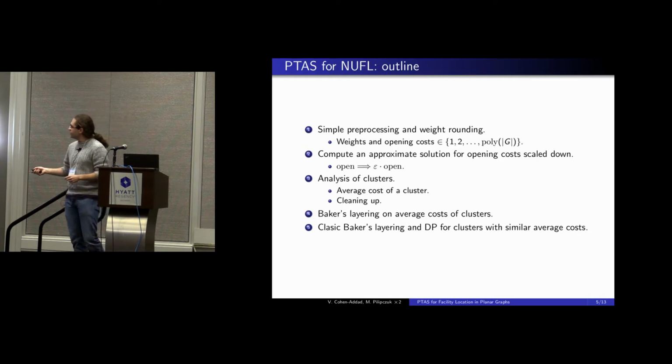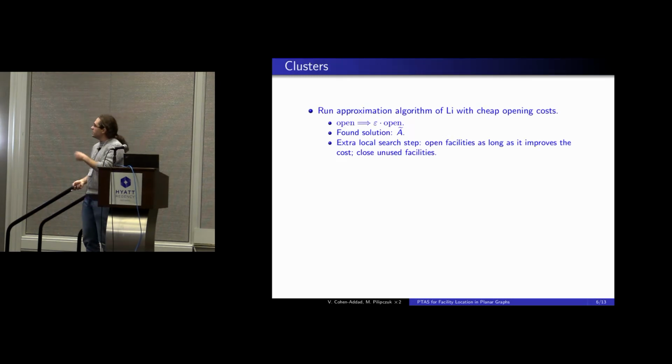So let us focus on the main parts, 2 and 3, the approximate solution and the analysis of the clusters, for a moment. Let's repeat it. We are going to run a constant approximation algorithm, but we are going to feed this algorithm with opening costs scaled by epsilon. So opening is super cheap, I mean, not super, but scaled by epsilon. And we are trying to find the approximate solution.